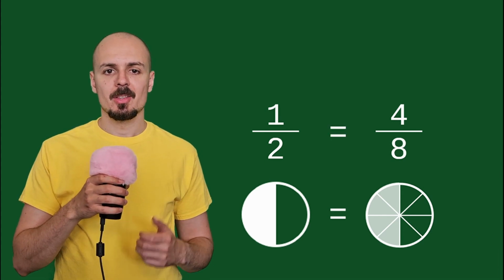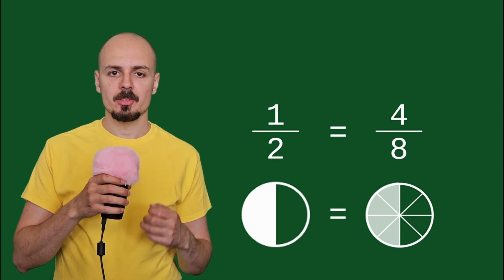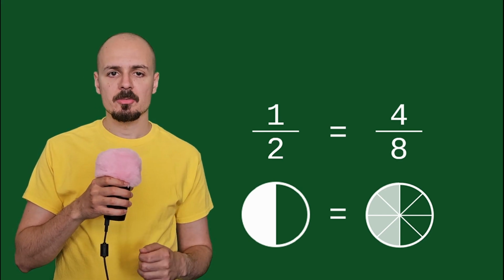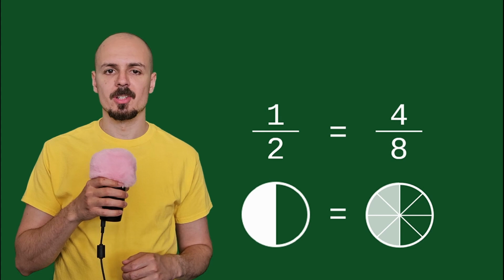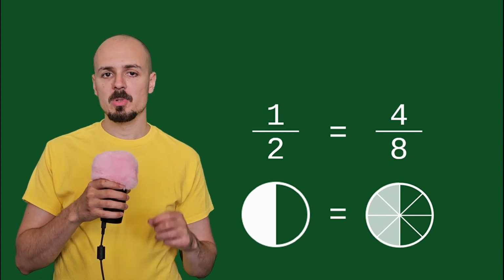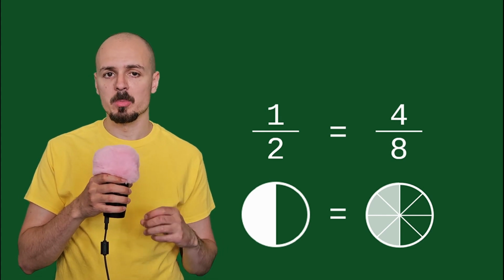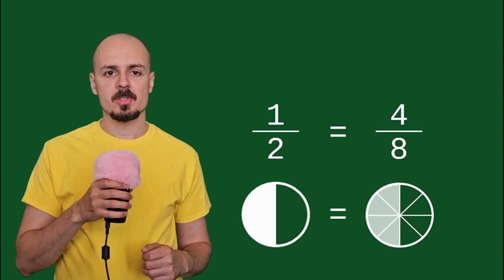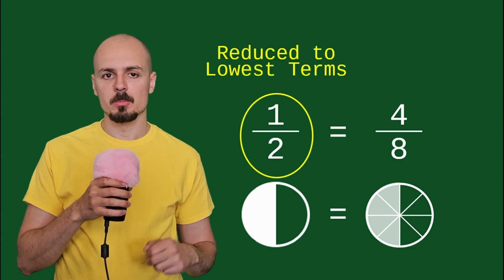And if the pies are equal, that means that the fractions which they represent are also equal. These are what are known as equivalent fractions, with the 1/2 being the most reduced version of the fraction, meaning that it's been written with the smallest whole numbers possible. We call this being reduced to lowest terms.